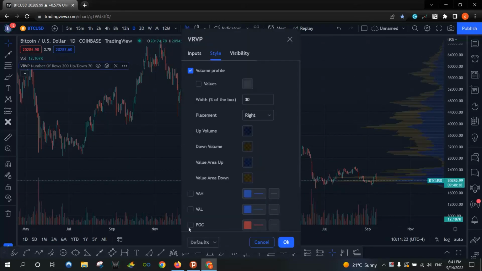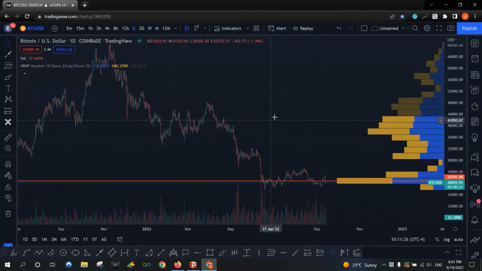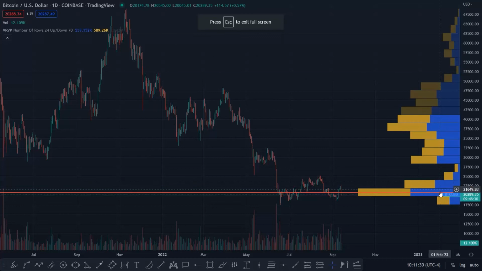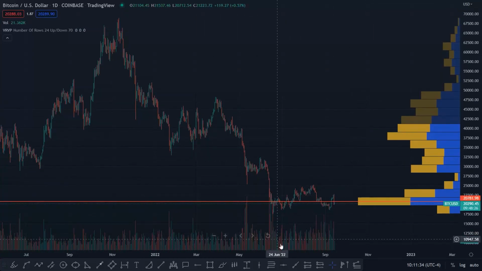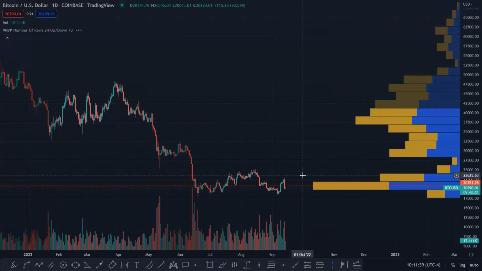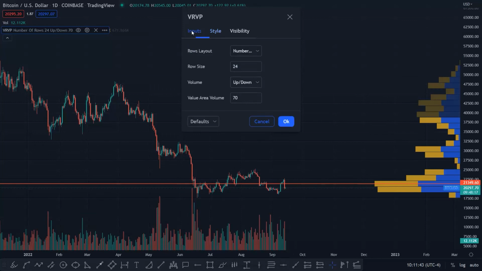Let me reset it. The first time you add this indicator to your chart, you will see these ugly bars at the right side of your screen. Note that we're not going to use them like this. The bars are very thick and very ugly, so we will go into the settings, into the inputs, and I'm changing this number 24 to 200.